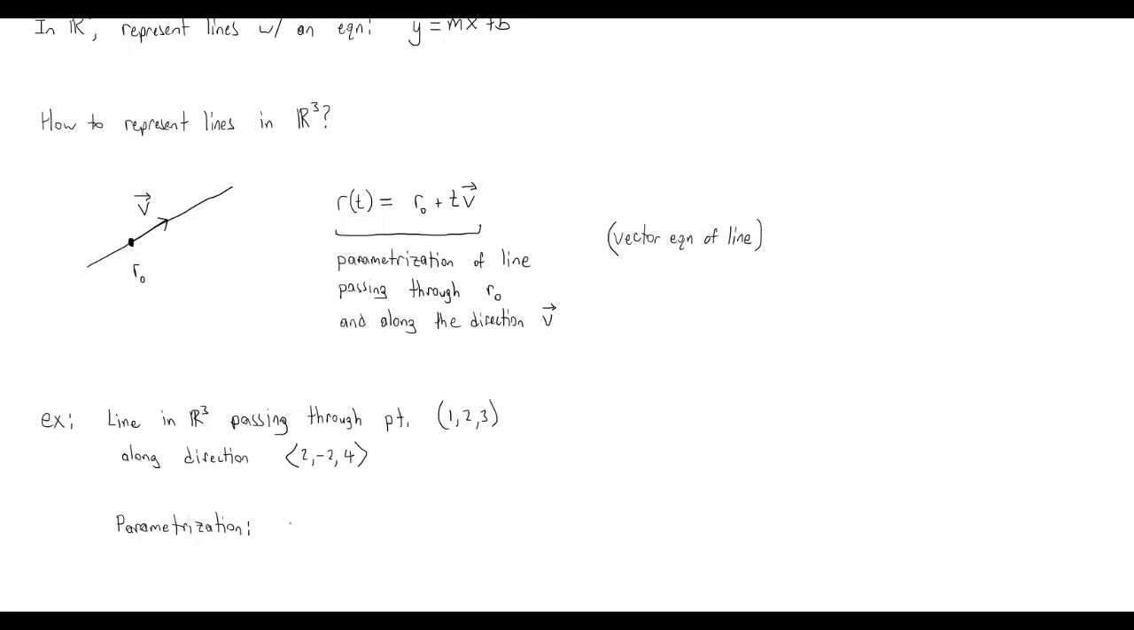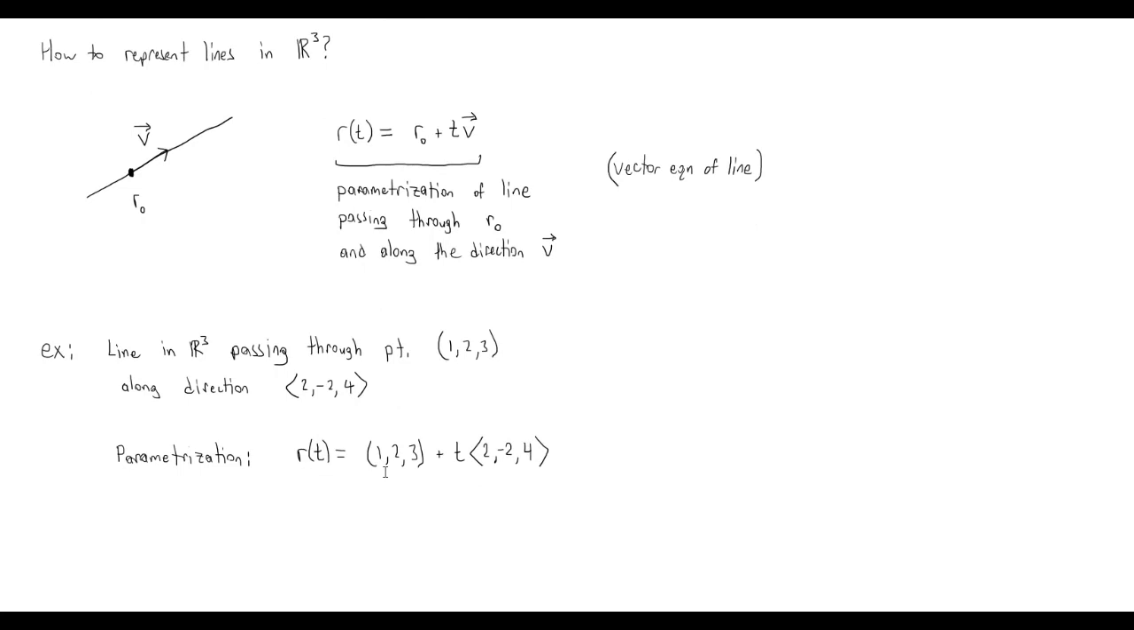okay, then I can represent it using this function, this parametrization, r(t) equal to. So I'm going to take the point r0, (1, 2, 3), and then add to it t times our vector (2, -2, 4). Okay? Alright.